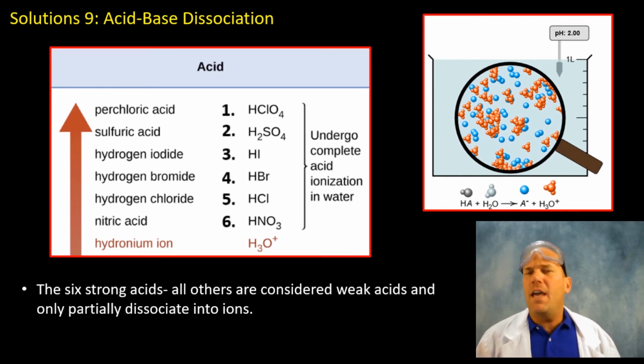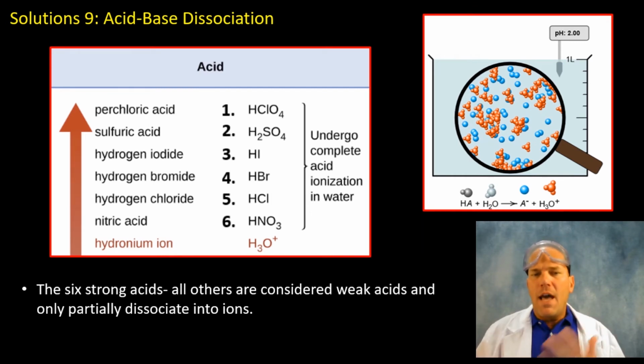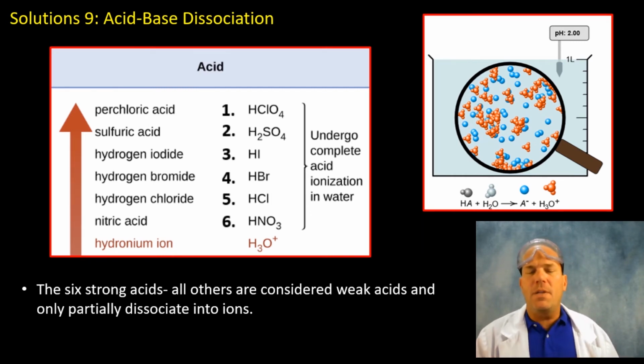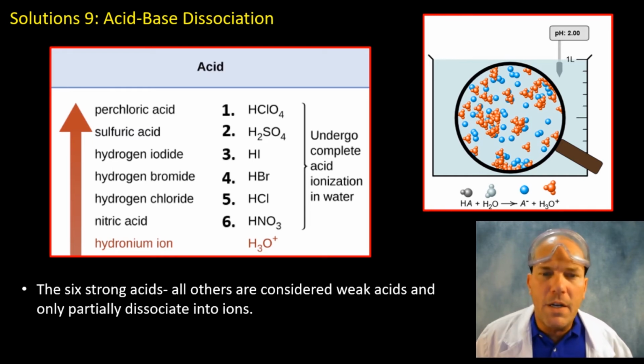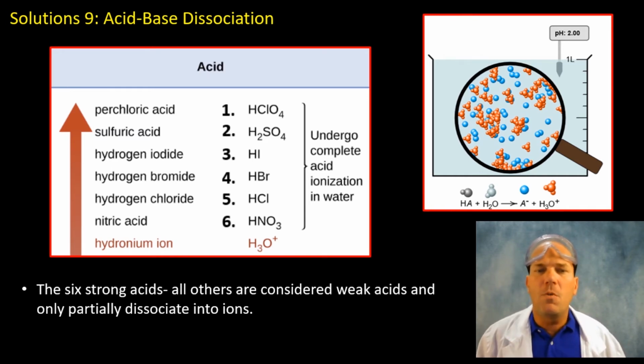Then you can look at hydroiodic and hydrobromic. Notice those are halogens that have accepted a proton in an aqueous environment. And then perchloric acid, number 1, very strong acid. We don't have any perchloric acid in our lab. Along with, we do not have any hydroiodic or hydrobromic acids either.